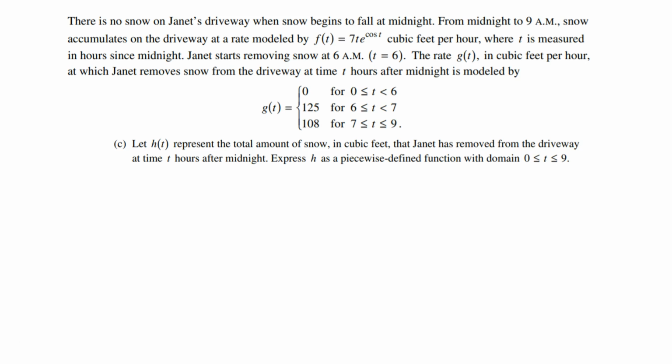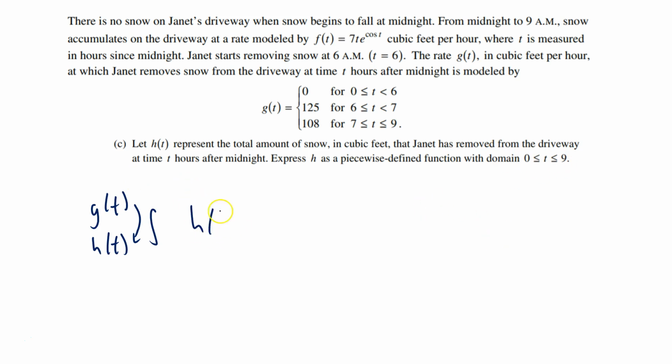Let h of t represent the total amount of snow in cubic feet that Janet has removed from the driveway. So they're basically creating our tower for us. So g of t is the rate. H of t now they're saying is the amount that has been removed. Express h as a piecewise function. Okay. So we have to integrate in order to go down this tower of functions. And they want us to go from 0 to 9.